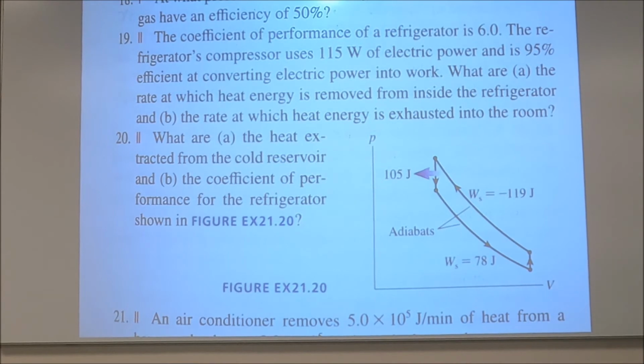So only 95% of that 115 watts of electricity is going to remove energy from the refrigerator. So I'm going to start with 115 joules times 0.95. That gives me 109.25 joules of energy actually going toward powering the refrigerator.